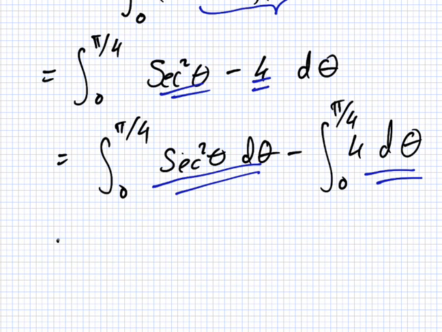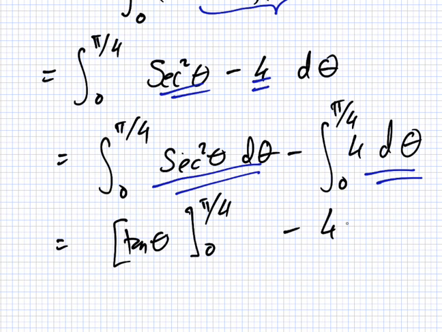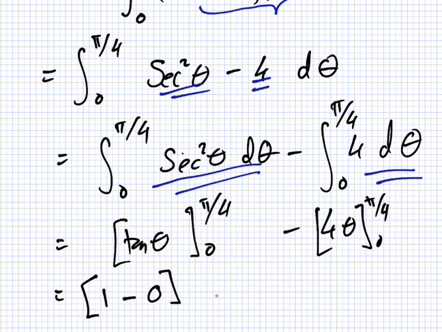So this here is tan theta from 0 to pi over 4 minus 4 theta from 0 to pi over 4. So this would be 1 minus 0, minus 4 times pi over 4 minus 0. So the answer is 1 minus pi. Now we can have our calculator check the answer. Integrate from 0 to pi over 4.